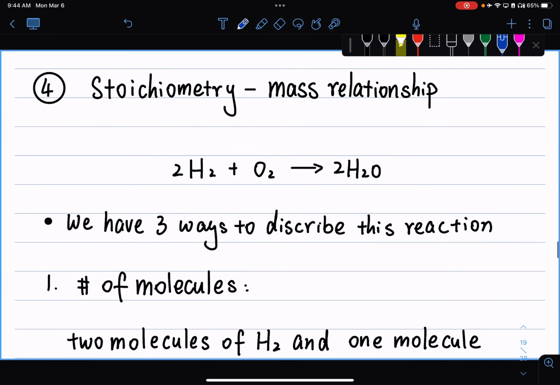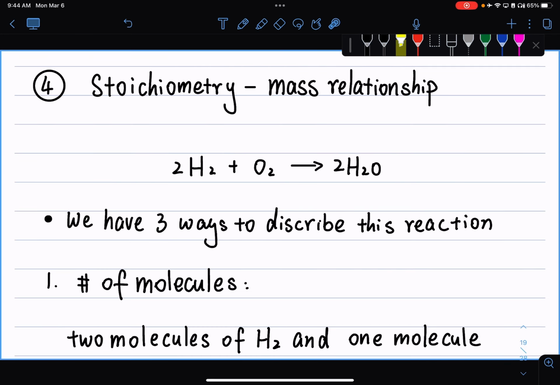And the last item of my ambitious plan is stoichiometry, mass relationship. We'll go over the introduction, and then we'll do problems together in the next lecture. When we're saying stoichiometry, what we're talking about is a mass relationship in a specific chemical reaction.